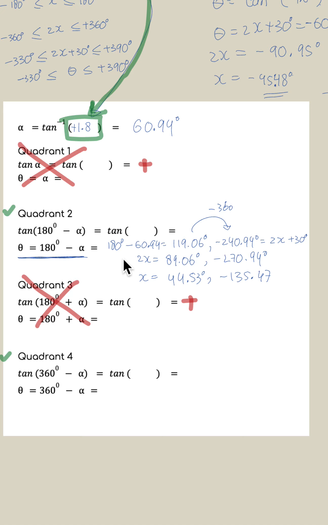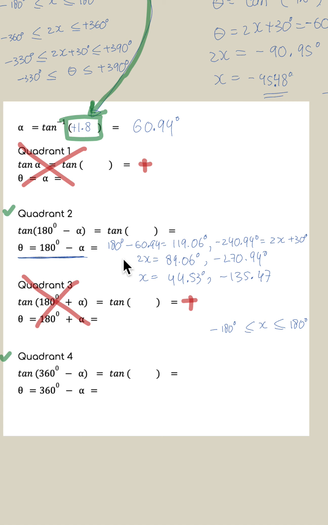So we have two values of x. And still we must do the, oh, before that we must check whether it is inside the correct range. x must be between negative 180 to 180. This is within the range, so that's correct. Now how about quadrant 4? We can try this one.